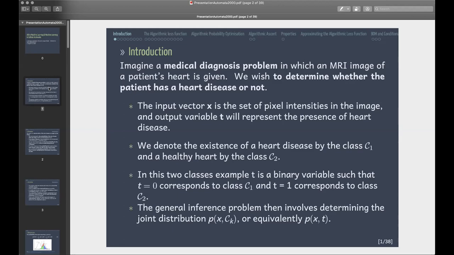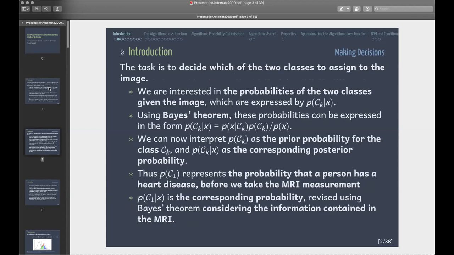The general inference problem then involves determining the joint distribution of X and the class C_k. The task is now to decide which of the two classes to assign to the image. We are interested in the probabilities of the two classes given the image, which is the probability of the class C_k given the input vector X. All quantities appearing in the Bayes theorem can be obtained from the joint distribution of X and the class C_k, by either marginalizing or conditioning on the appropriate variable. That's the standard way to derive the terms in the Bayes theorem.